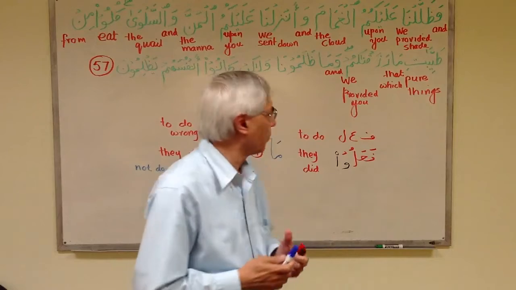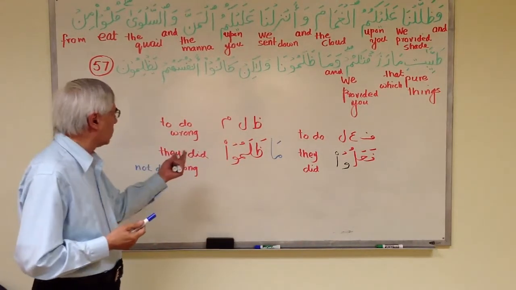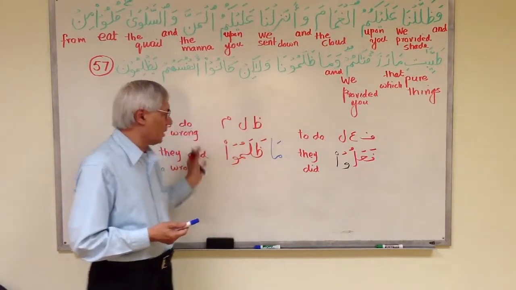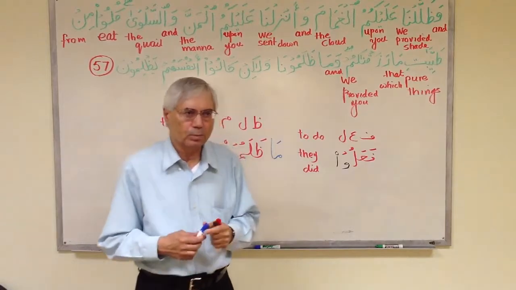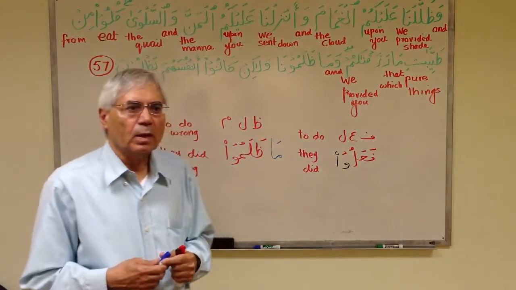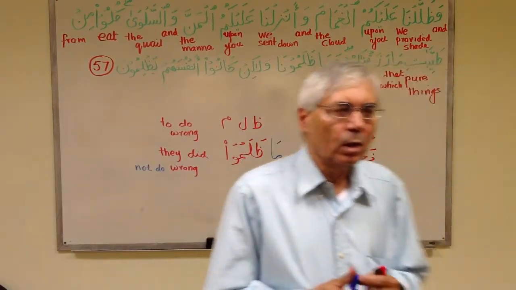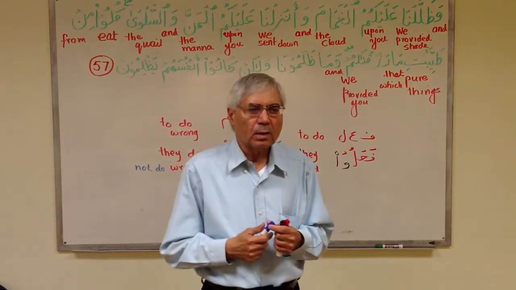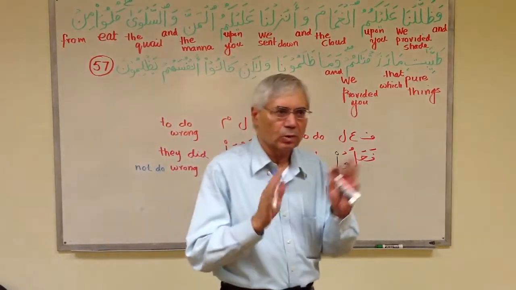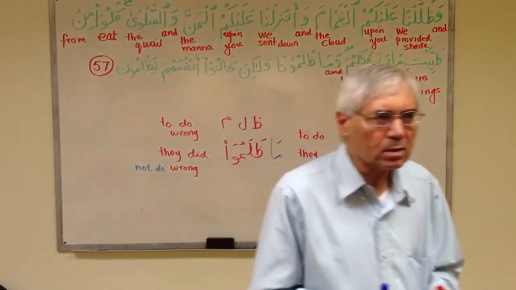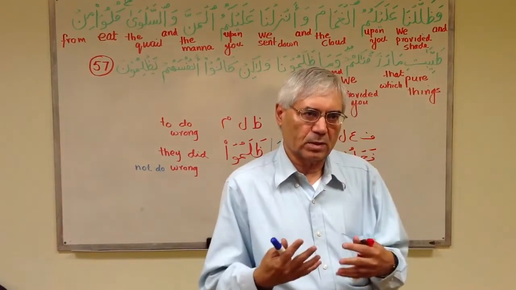Okay. So, ma zalamu, they did not do wrong. Ma fa'alu means they did not do. Okay. Na means us. Us here is Allah subhanahu wa ta'ala. Wa ma zalamuna, Allah subhanahu wa ta'ala says they did not do any wrong to us. They could not, because they disobeyed us, so by this their disobedience, they did not do any wrong to us.